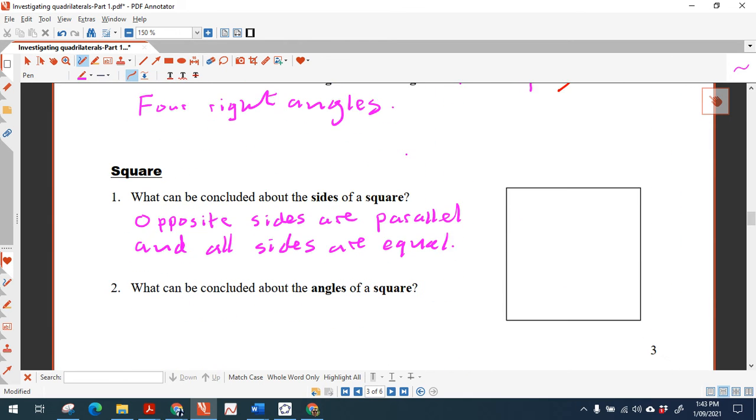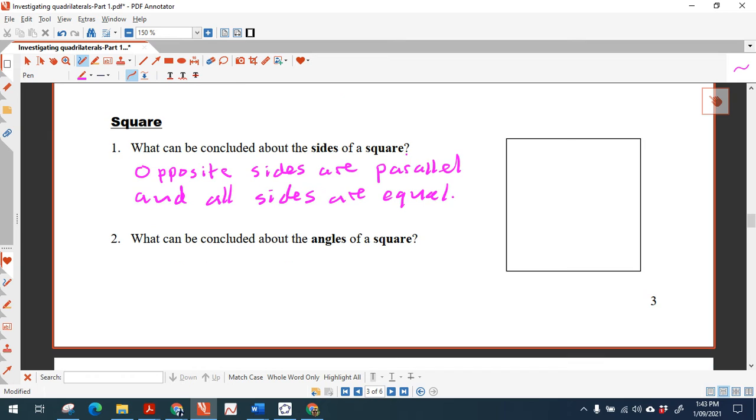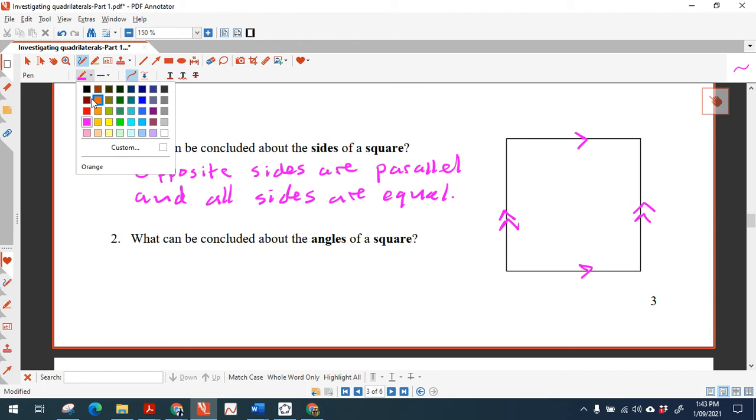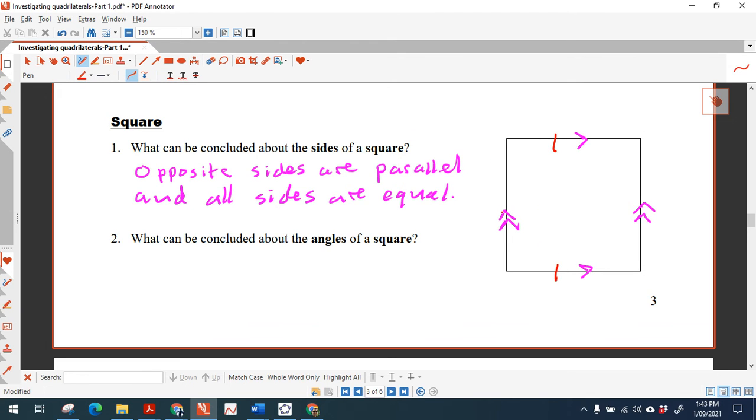So let's come back to the square now. Opposite sides are parallel. Let's mark that. So this pair of sides here are parallel. And then 2 arrows for this side to show that it's parallel to the opposite side here. 2 arrows there. Now all sides are equal, so we've got to mark that on there. So a single dash on each side to show that.